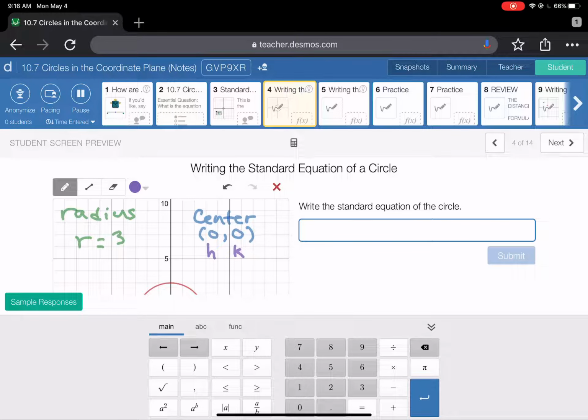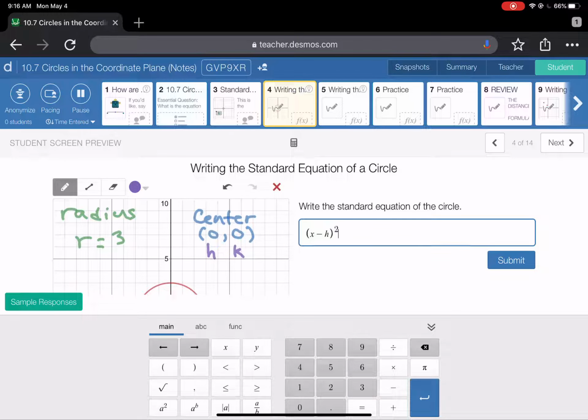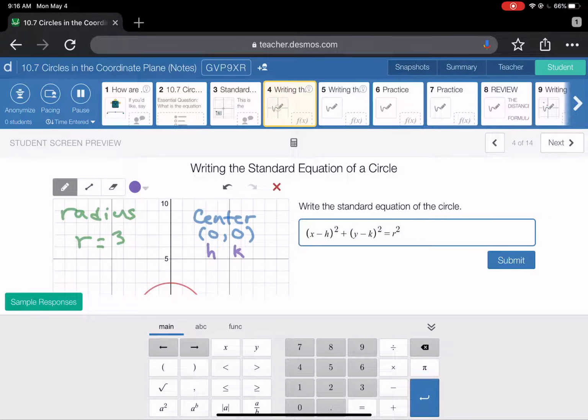Okay, and what I'm going to do here is go ahead and type the equation of a circle that we have. So (x - h) squared plus (y - k) squared, square those on the outside, and then that's going to be equal to our radius squared. Okay, so here all we're going to do is substitute.